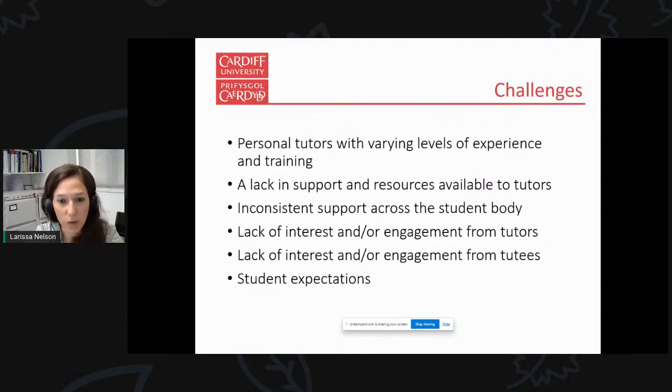So on top of all of this, we also wanted to ensure that the student expectations were managed. They would understand what a personal tutor could help with, and also the plethora of support around them, not just using the personal tutor system to help them if they had any reason for needing help, so that they weren't always falling back on expecting the personal tutor to know everything.